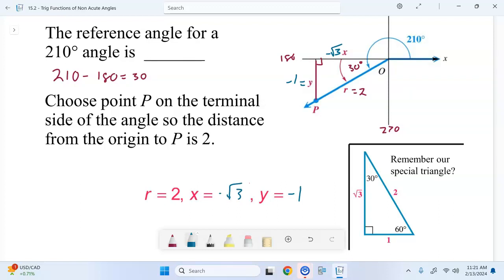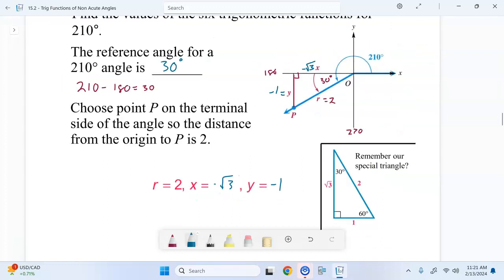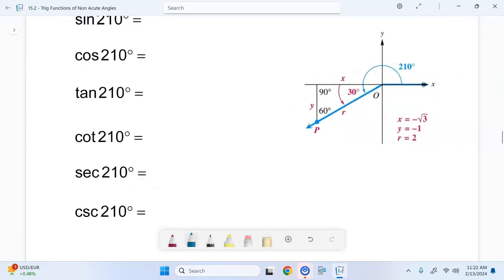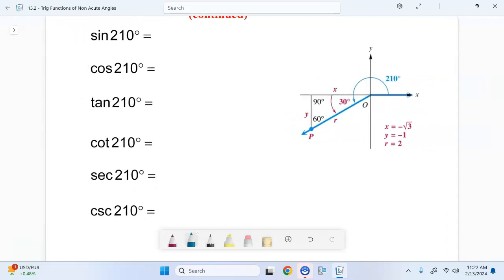So if I wanted to find the value of any of my functions, I'm essentially using my special right triangle. Because I'm in quadrant 3, x and y, my opposite and adjacent sides, have changed to negative instead of positive. So given this information, now what we can do is take that special right triangle and evaluate all 6 of our trigonometric functions. Negative root 3, negative 1, and we have 2 for all of those values.